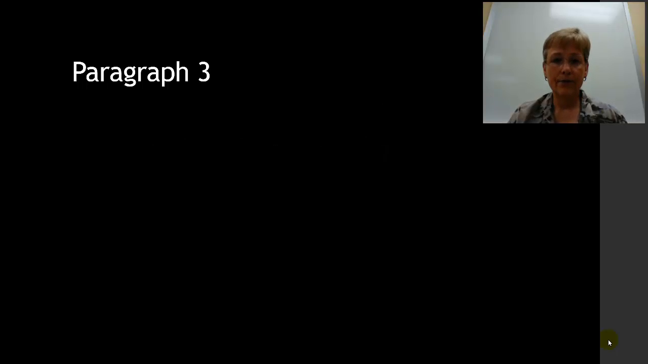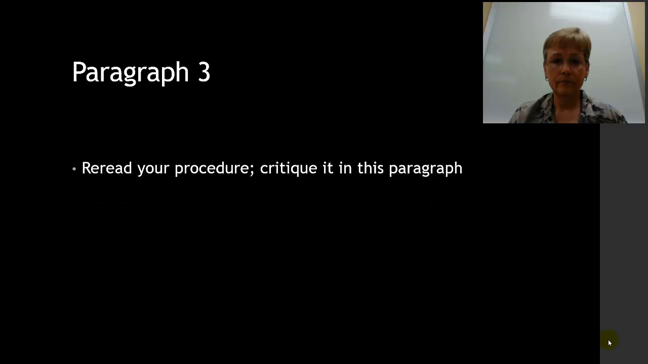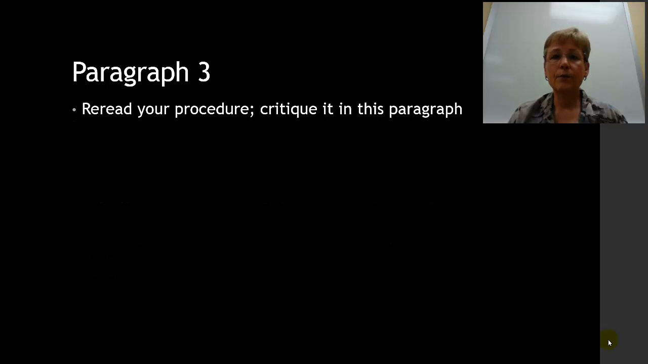Okay, paragraph 3. These are the procedural errors. So you're going back to your procedure, reread the procedure that you wrote, and you're going to critique it. What worked and what didn't work? If you were going to do it over again, how would you rewrite that procedure? And you don't actually have to do this, so you have unlimited funds and unlimited time. How would you fix this? How would you make the results more reliable?